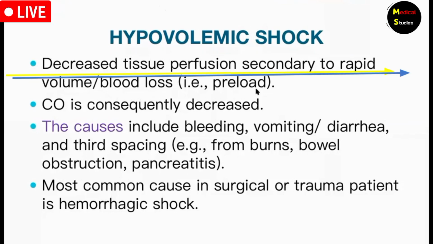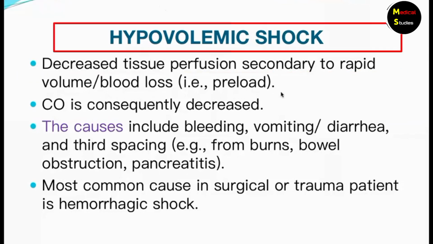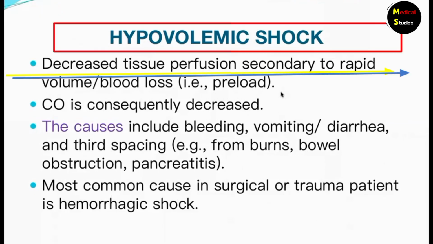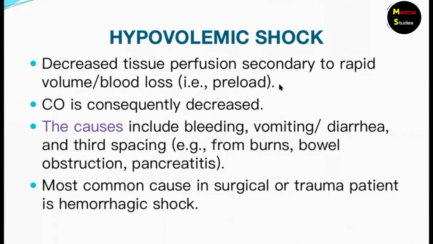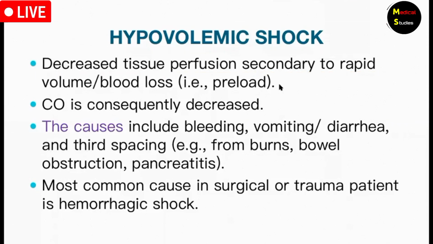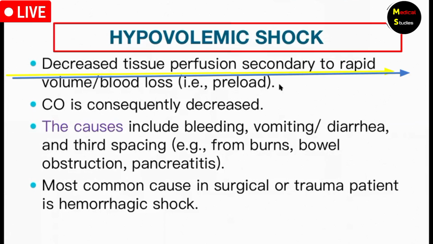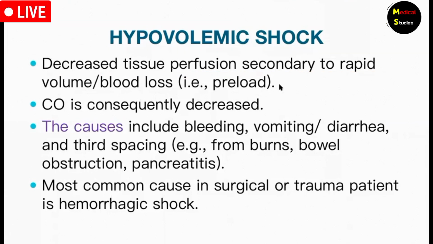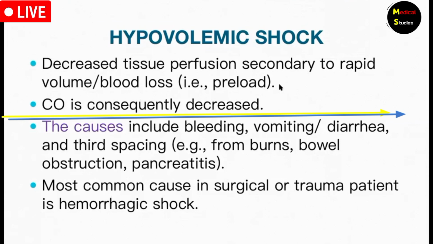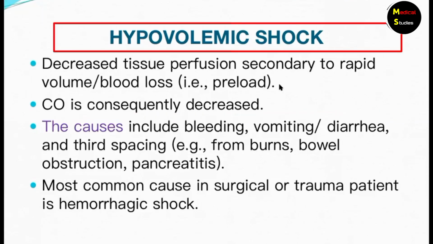Now let's move on to the topic. Decreased tissue perfusion secondary to rapid volume blood loss and preload. I'm sure you all know the meaning of preload. Has anyone known about preload? This preload directly depends on the amount of blood volume in the patient, what is the venous return in the patient. So this is called preload. In hypovolemic shock, the cardiac output is consistently decreased. As a result, the tissue perfusion is compromised.